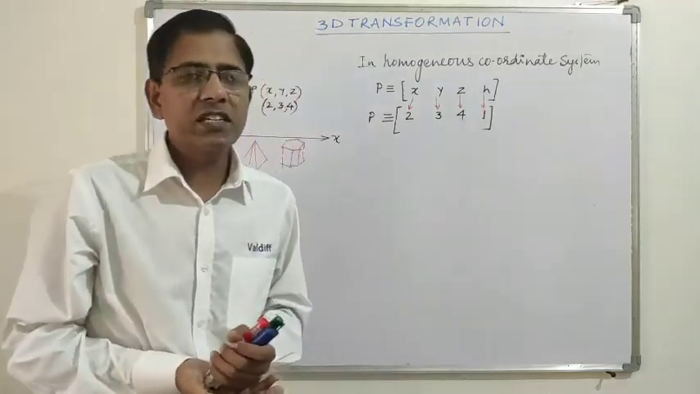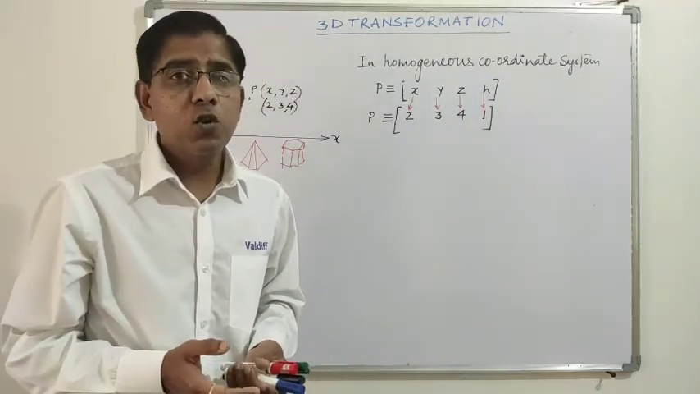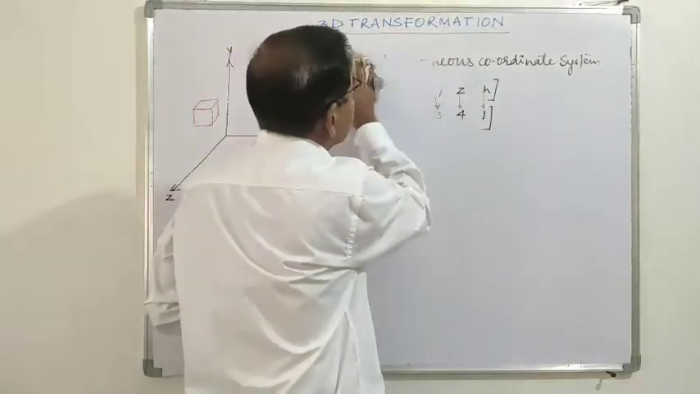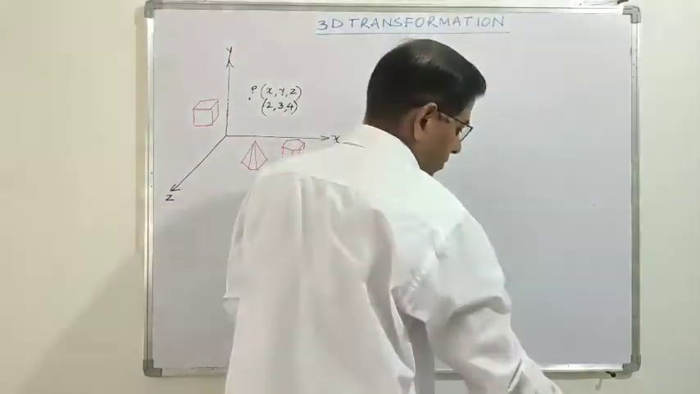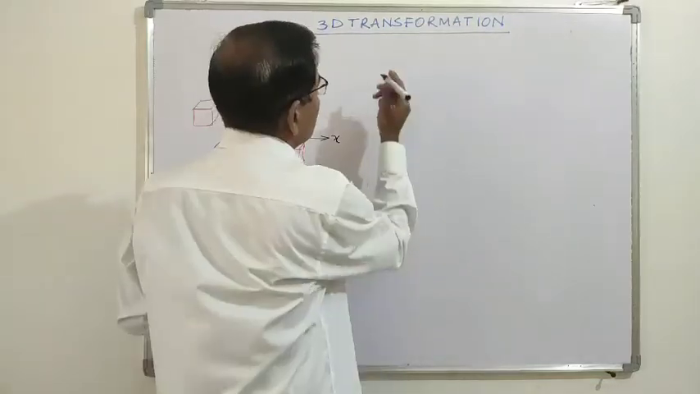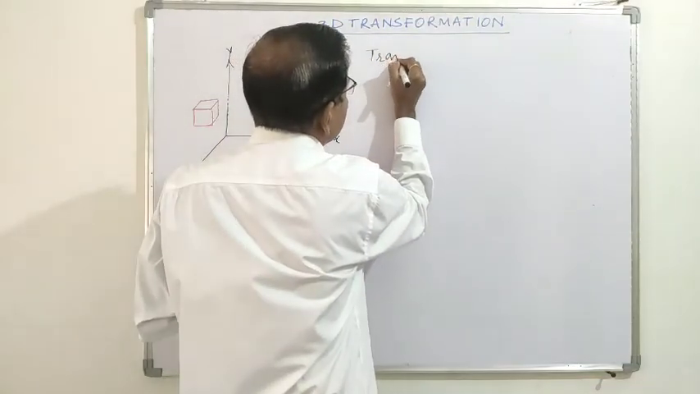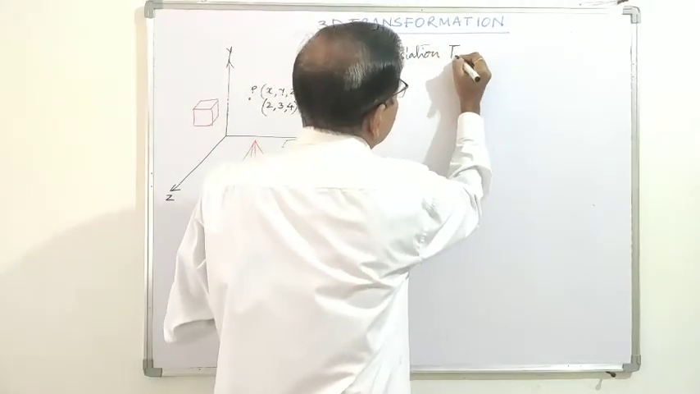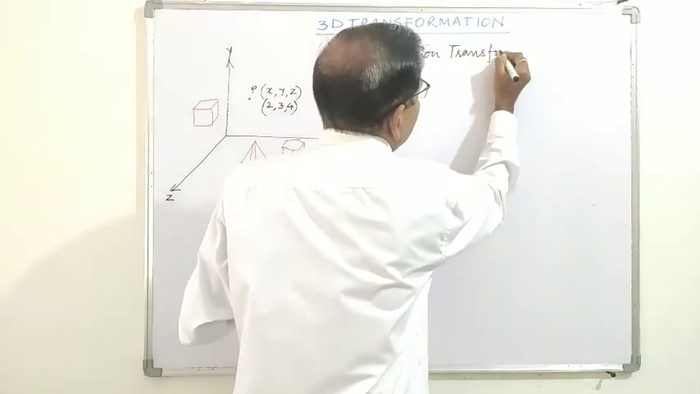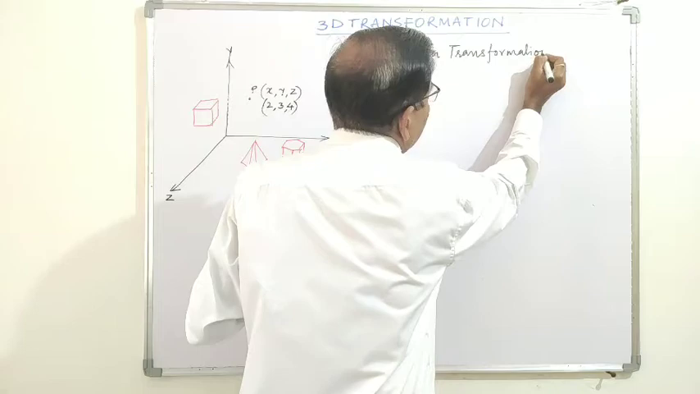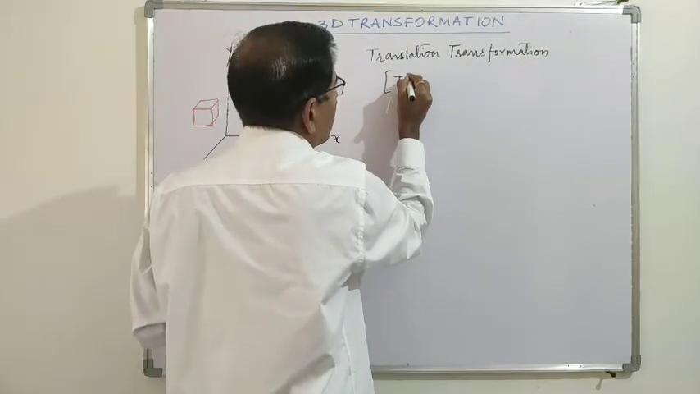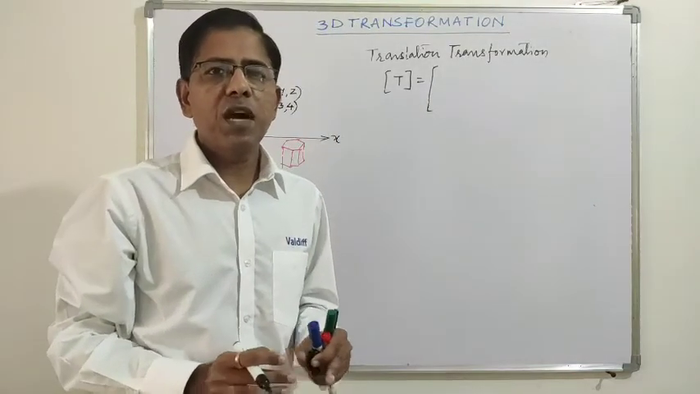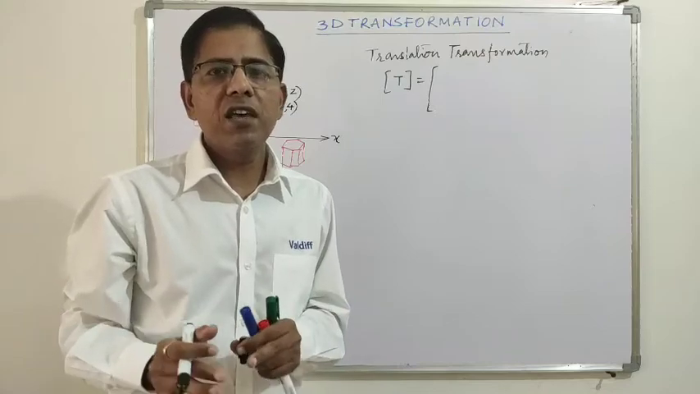So we know that there are three basic transformations: translation, scaling, and rotation. So first we start with translation. Now in 2D, the translation transformation is given by 1 0 0, 0 1 0, tx ty 1.